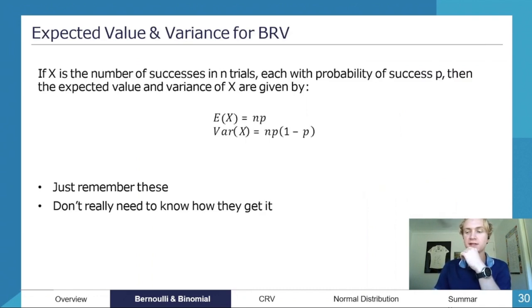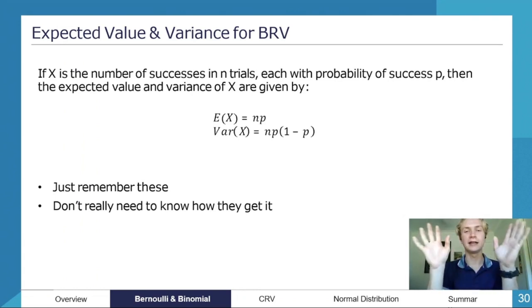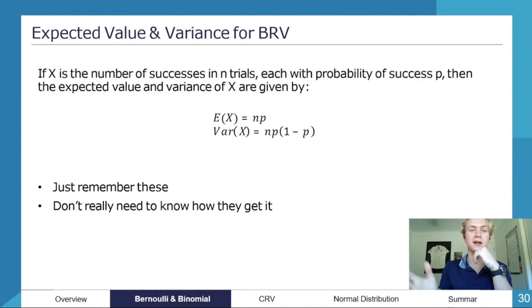Okay, so expected value and variance for binomial random variables. So if x is the number of successes in n trials, each with a probability of success p, then the expected value and variance of x are given by these two formulas. You don't need to remember how to use it, you can just get it straight from the data booklet. I will note you do not need to know how to derive these or memorize these. These are not memorized. These are on the data booklet.